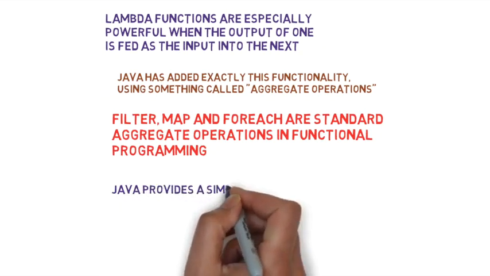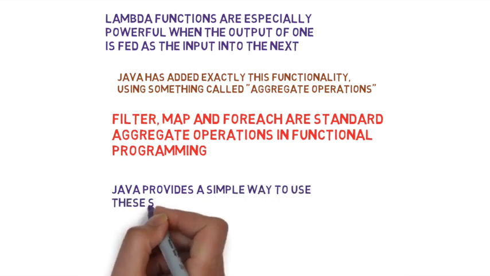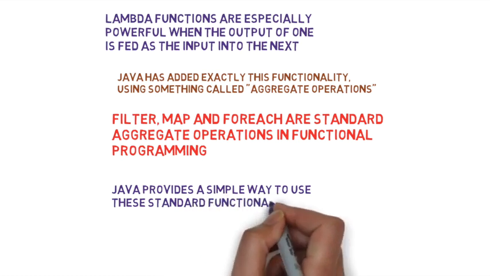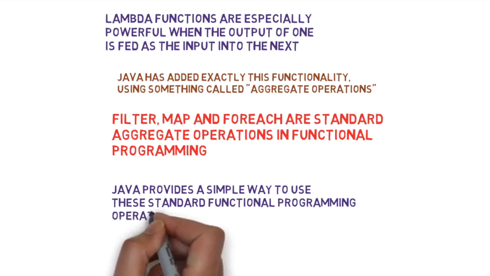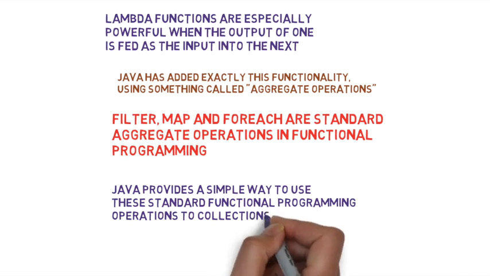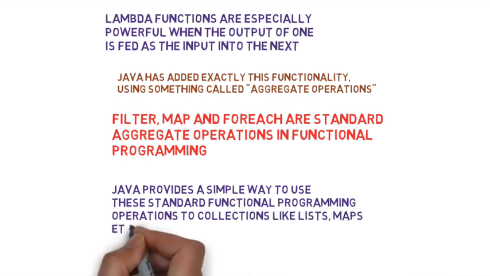Java provides a very simple way to use these standard functional programming aspects on collections like lists, maps, sets, and so on and so forth. So not only do these aggregate operations exist in Java, Java also makes it very easy to use them. And in fact, collections are typically where we apply lambda functions because that is the conveyor belt. We'll see how easy it is to use these aggregate operations on collections.